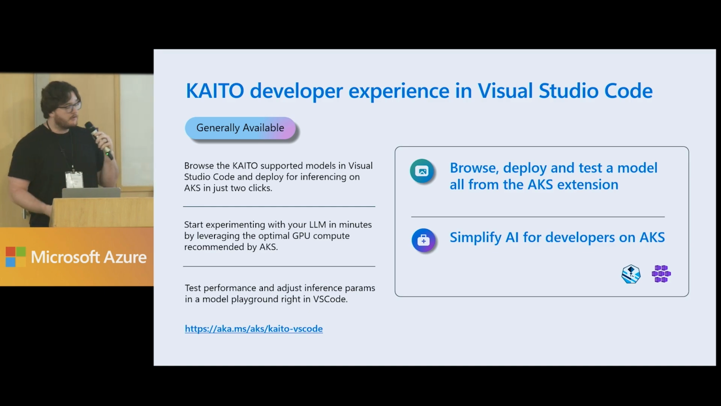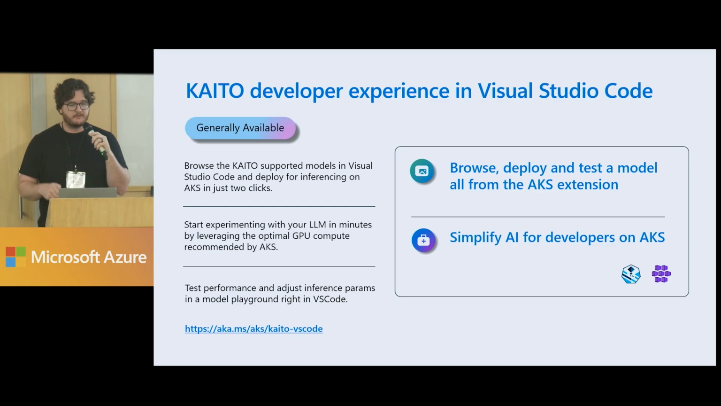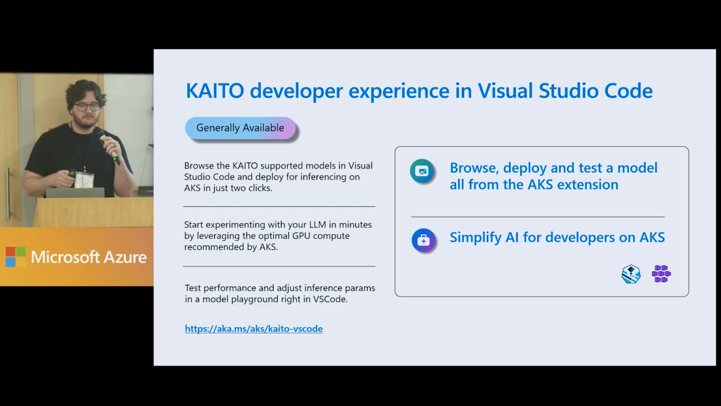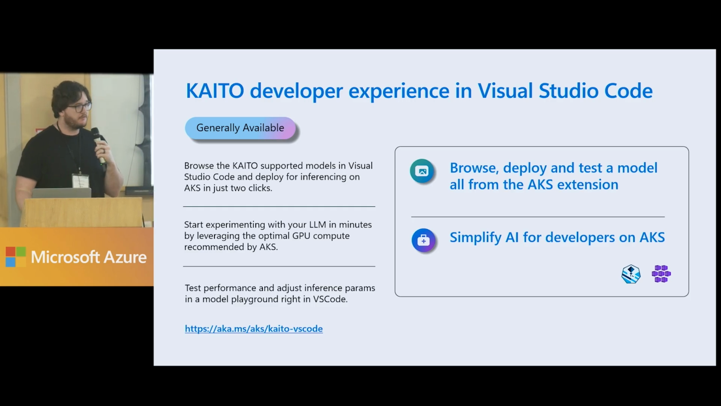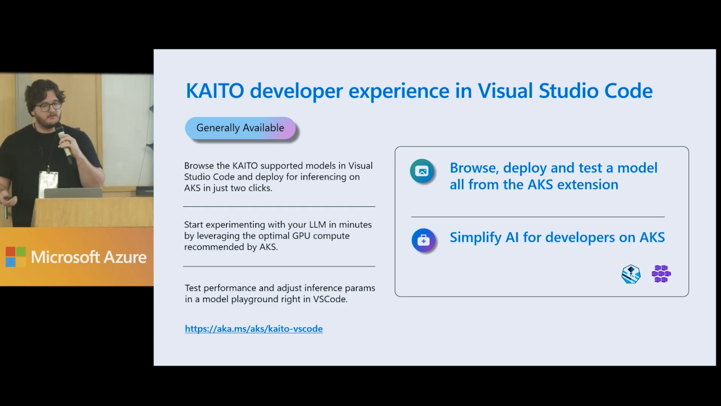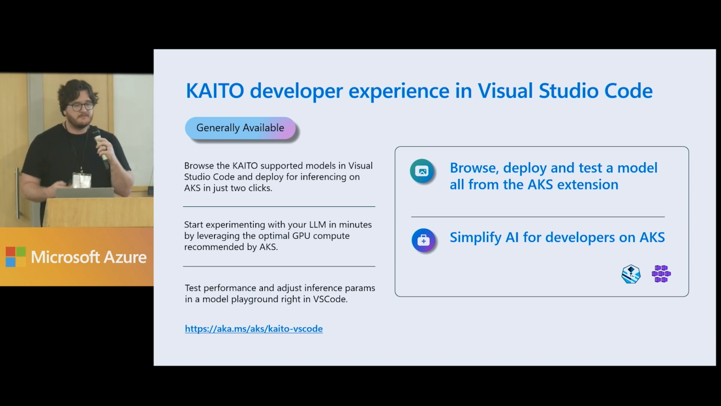For those of you that want an experience with a UI, the AKS extension for Visual Studio Code delivers this. It's the first UI for Kaito, replacing raw YAML with a guided click-through experience. In just a few clicks, you can create a Kaito workspace, select an open source or a custom model, and configure GPU resources. No manifest required.